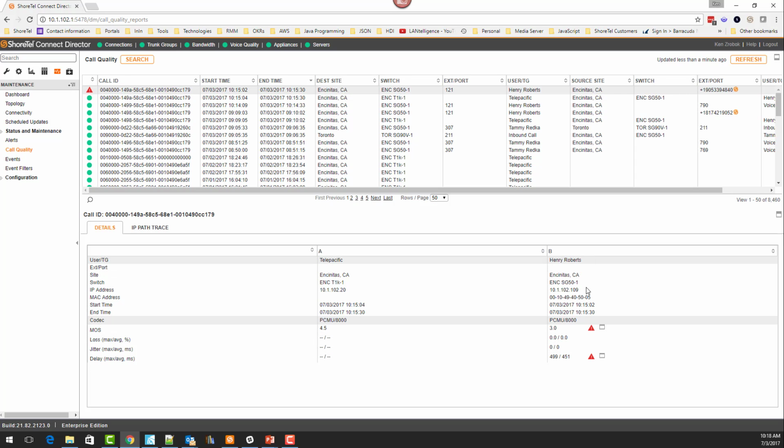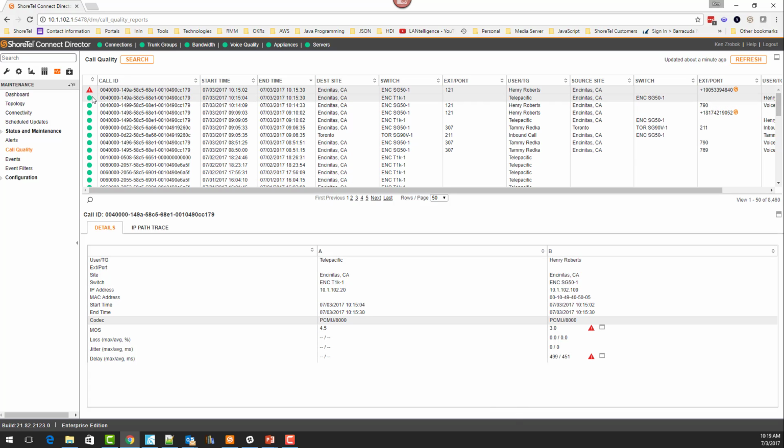But you see here for the end user, it has a MOS of 3.0, which means there are some potential issues, and also it has delay. So there's delay in that packet traffic, with a max of 499 milliseconds or 451.